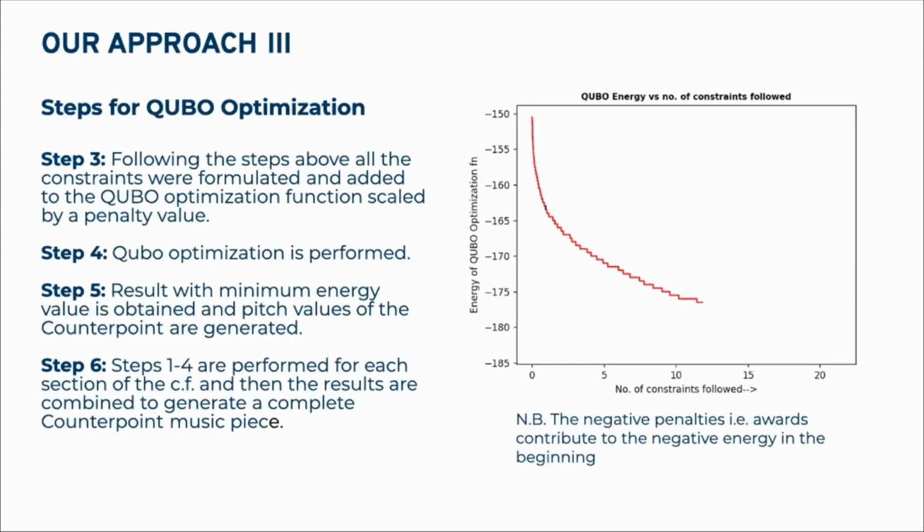And this is the graph on the right side also showing how the energy value decreases as more and more constraints are followed. That means as the counterpoint becomes better and better in terms of the music generated. Let me also mention I am using certain negative penalties that are awards because that's how the counterpoint rules dictate, because some notes are going to be awarded because I prefer them to be there in the music.